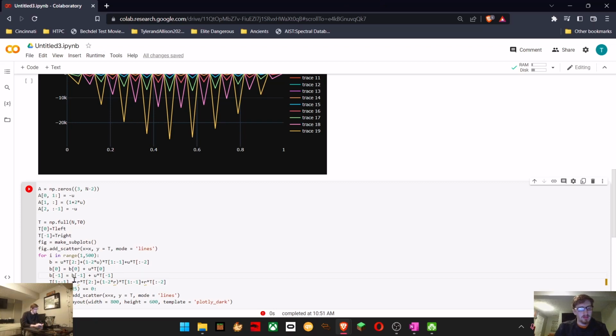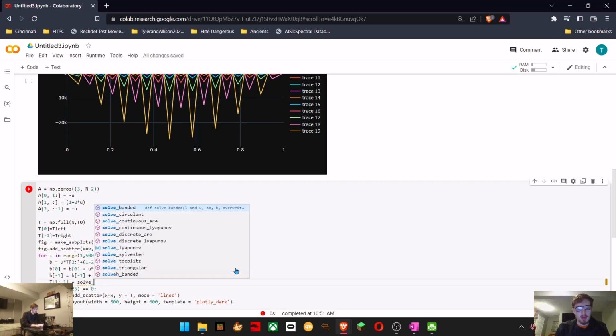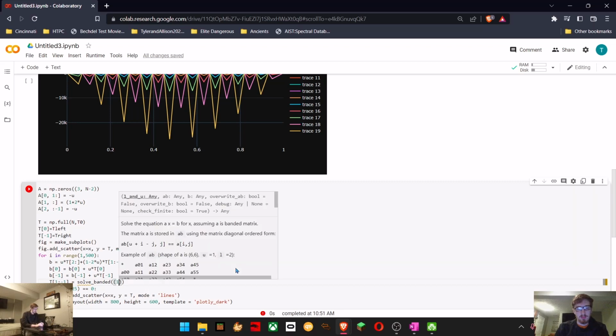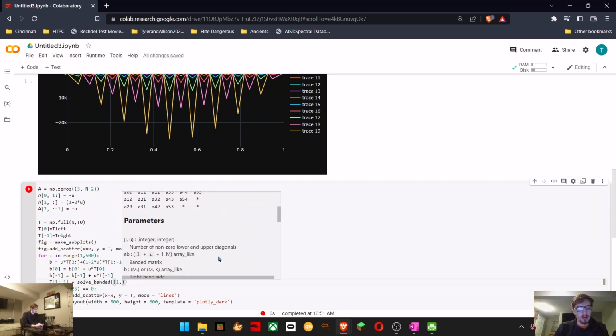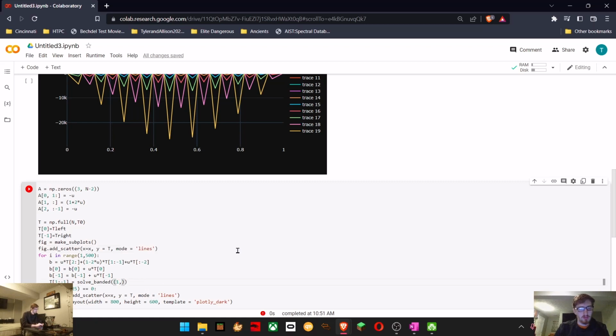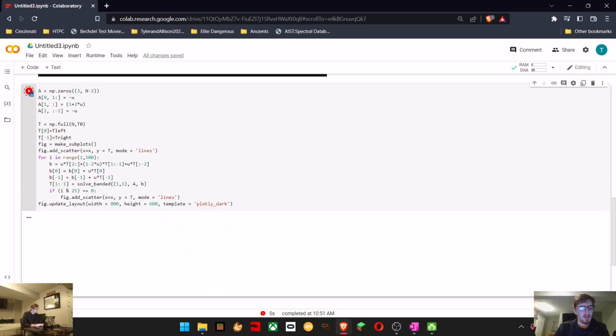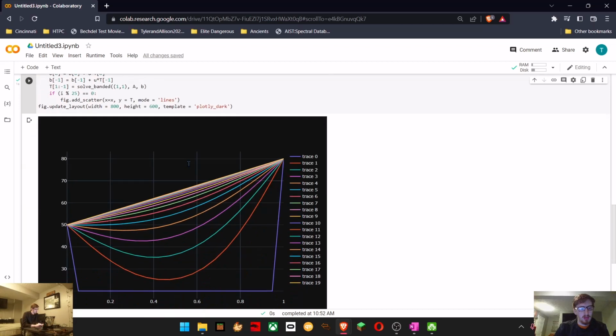All right, and then instead of updating our temperature matrix by doing the math inside the for loop, like manually per se, we're going to use solve_banded instead, which will solve our matrix system for us. And the first thing we have to provide is, it has it right here, the number of non-zero lower and upper diagonals, which is one of each. Then we just have to provide our matrices. And from there, we should be good to go.